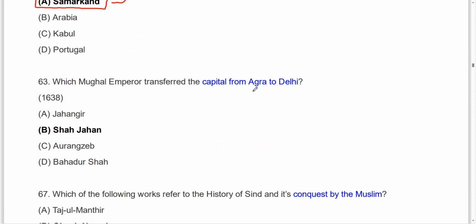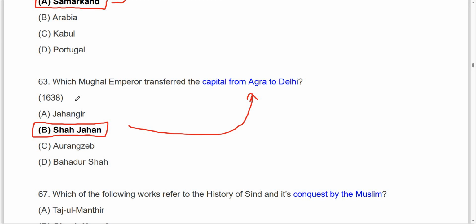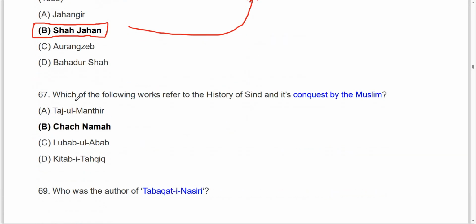Which Mughal emperor transferred the capital from Agra to Delhi? Shah Jahan is the one. Shah Jahan transferred the capital from Agra to Delhi. In the year 1638, Mughal Emperor Shah Jahan transferred the capital from Agra to Delhi. Moving on to the next question.